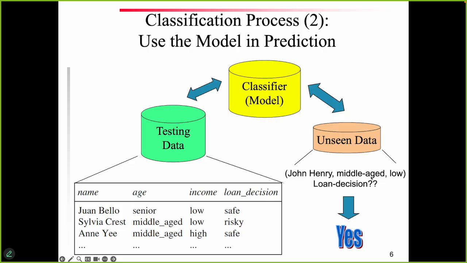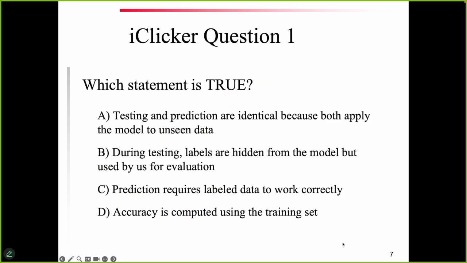So you see, for example, this data here. We know that the name is John Henry, age is middle-aged, and income is low, but we don't know the loan decision, which is the class label here. So we can also apply our model on this kind of data for prediction. We pass this data to the classifier, and the classifier outputs a decision for us. This decision here is yes, and as I mentioned before, yes here means safe, because our real class labels are safe and risky. So this means safe here.